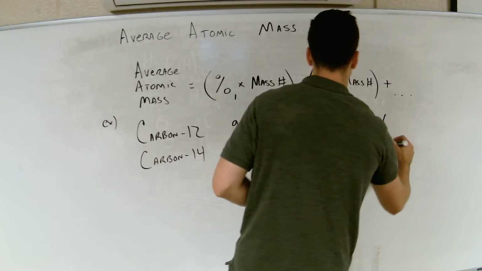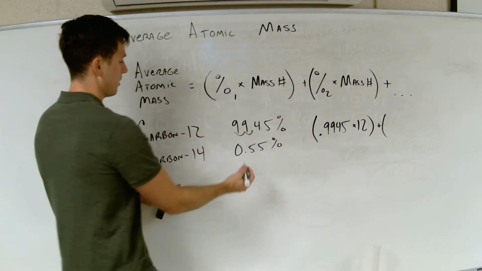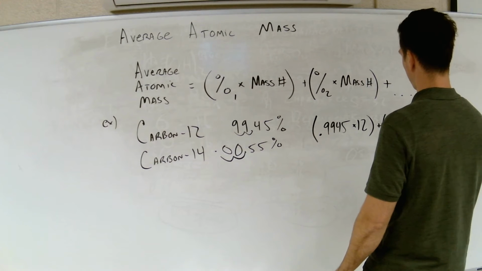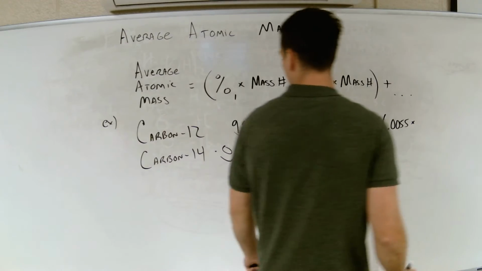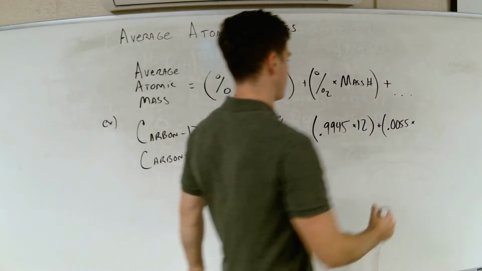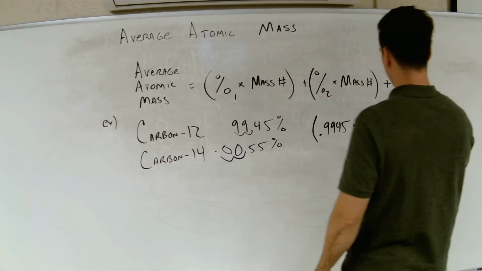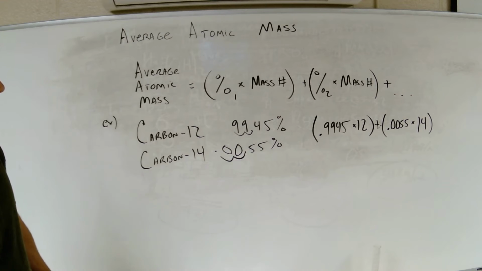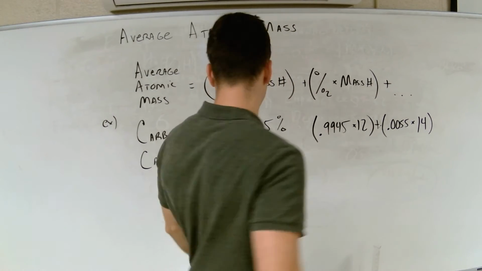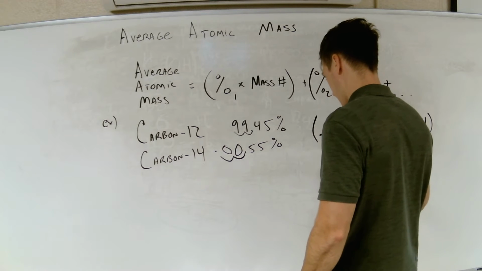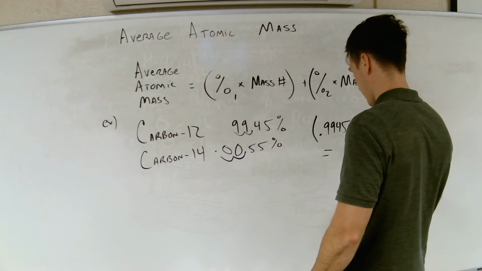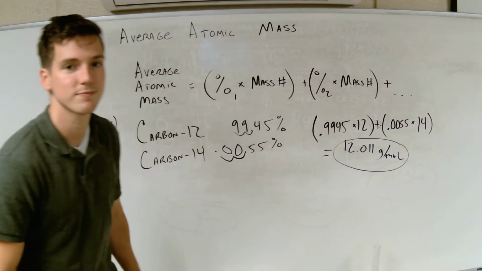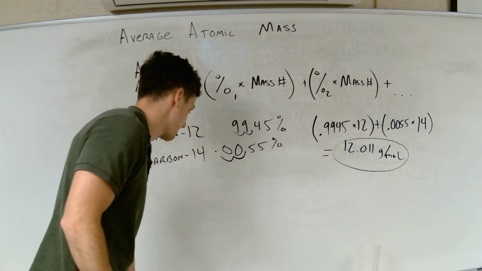We're going to add the percent abundance of the second isotope, which again, we move the decimal to the left twice, and we get 0.0055. And we multiply by the mass number, which is 14. So we end up with our 2 isotope numbers. We multiply these together and then add them, and you should get an average atomic mass of 12.011 grams per mole. That's as simple as that.